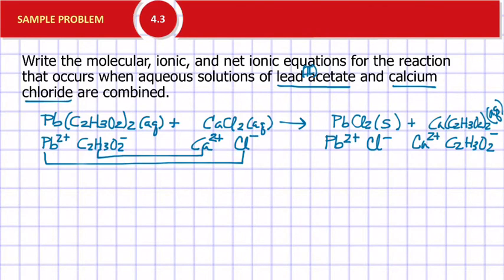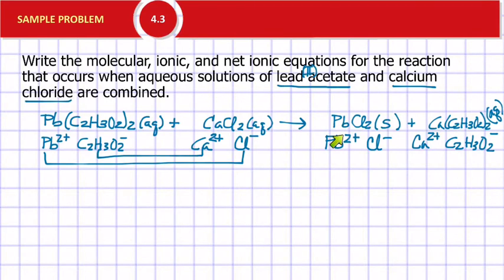And we need to balance it. Is it balanced already? Yeah, it happens to be. Okay, so there's our molecular equation. And then we want the ionic equation. So we're going to take everything that is a strong electrolyte and separate it into ions. This is a strong electrolyte. It's a soluble ionic compound. This is a soluble ionic compound. The one at the end is a soluble ionic compound.